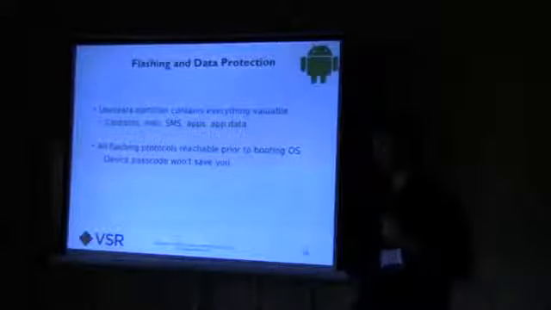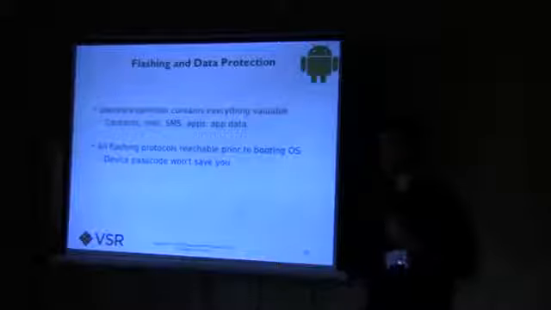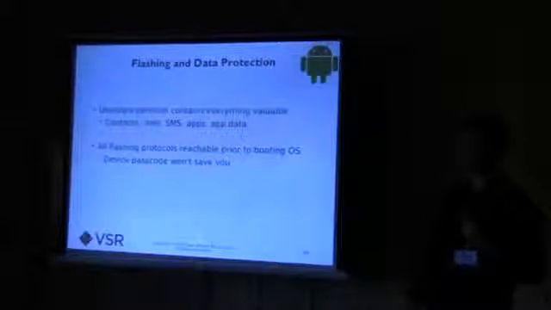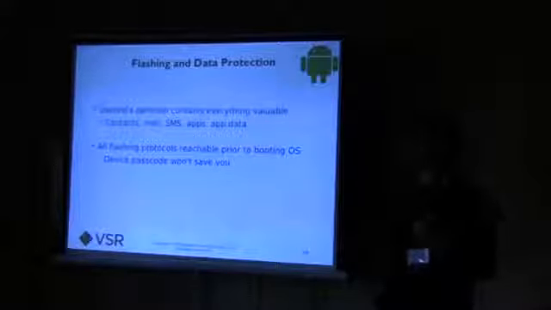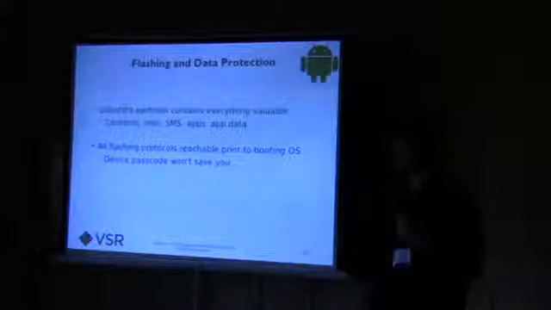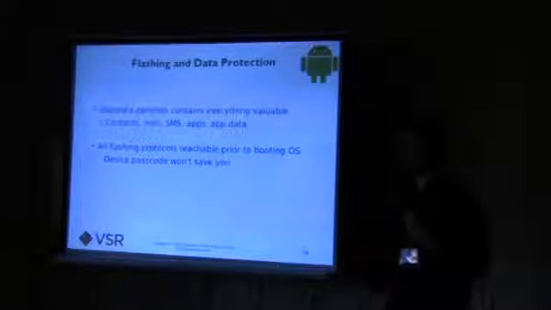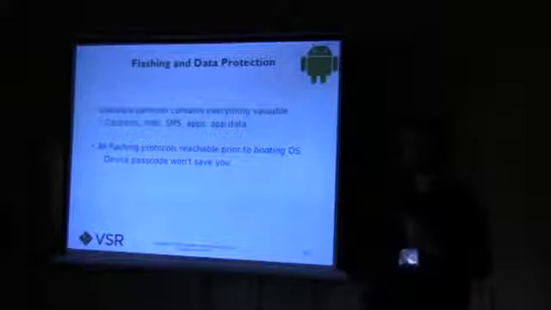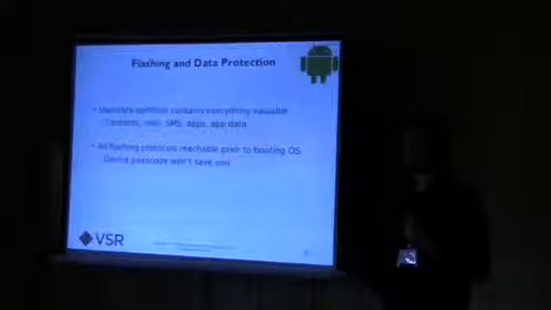So, key takeaway points from all this. The user data partition is what contains basically everything of value on your device. It has all your contacts, all your mail, your SMS, apps, application data. And the other thing is that all these flashing protocols are reachable prior to booting the actual operating system. So setting a device passcode by itself won't save you if a user has the ability to use these flashing protocols.